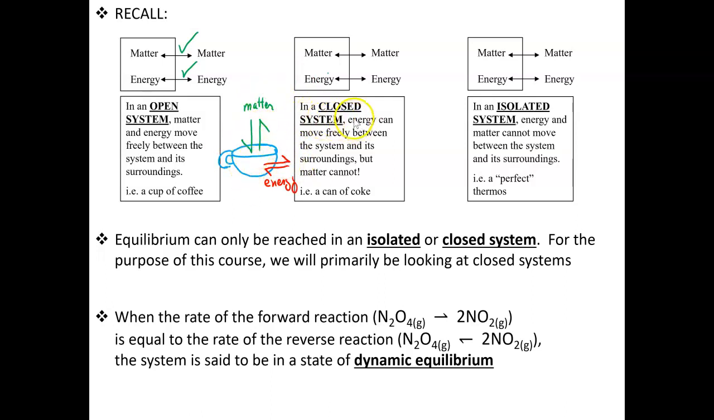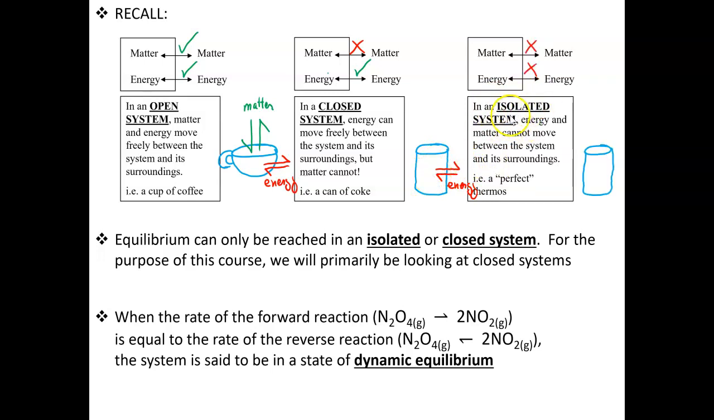In a closed system, only energy can move freely in and out of the system, not matter. So long as this can of Coke remains sealed, I can't take Coke out, I can't put things into the can, but I can heat it up and I can cool it down, so I can allow energy to move in and out of this system.